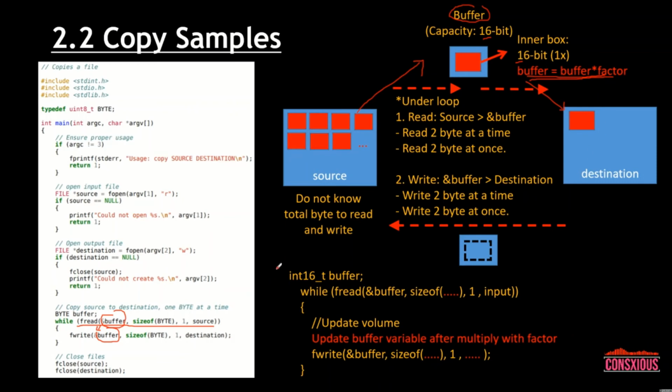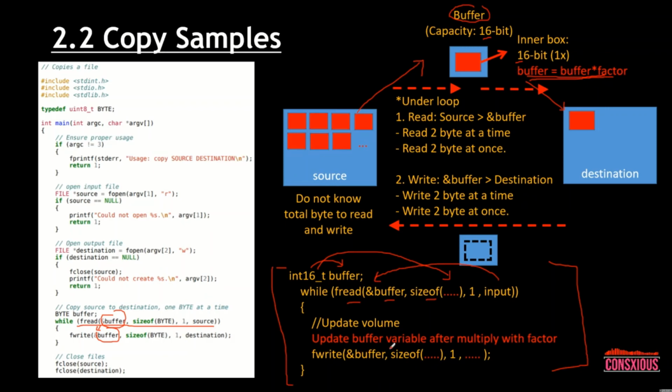So the idea is just to multiply by the factor in this process before it goes to the write. From here, you can see this is for lab 4. Just declare a buffer variable with 16 bits. Then we create a while loop similar to this, reading the buffer size of 16 bits, 1 at a time, from the input, then we're going to update the volume.